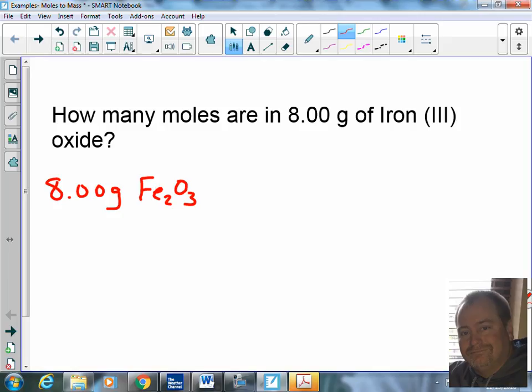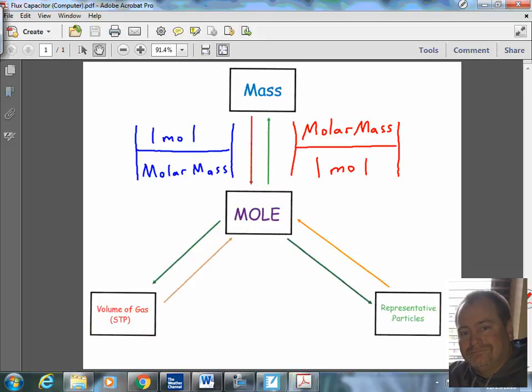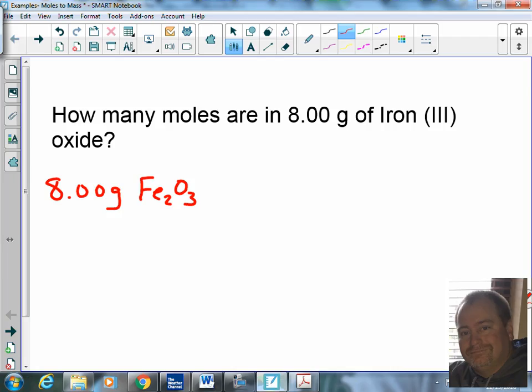So, we're going to take that molar mass. Let's go back to our flux capacitor. Where are we at right now with our 8.00 grams? We're up at mass. So where do I want to go? Down to moles. So what am I using? 1 mole over the molar mass. I come back, I set up my conversion box.